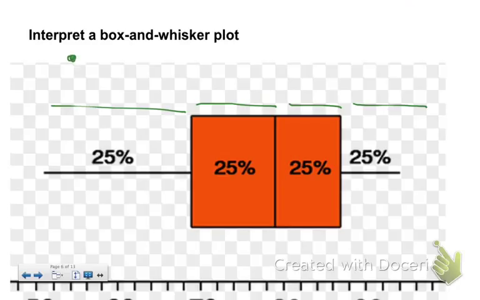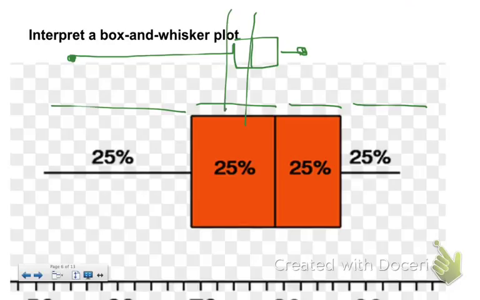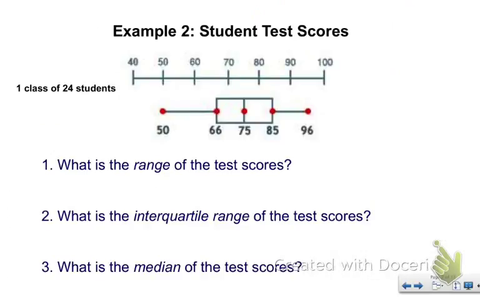It could be super skewed. So it could look something like this, where you have a tiny box, a giant whisker, and a short whisker. It's still going to be 25%, because it all has to do with how the box is constructed. So since this falls in the middle, and then this falls in the middle of the lower half, and this falls in the middle of the upper half, you're always going to split the data into 25% chunks. Okay, so we're going to keep that in mind.